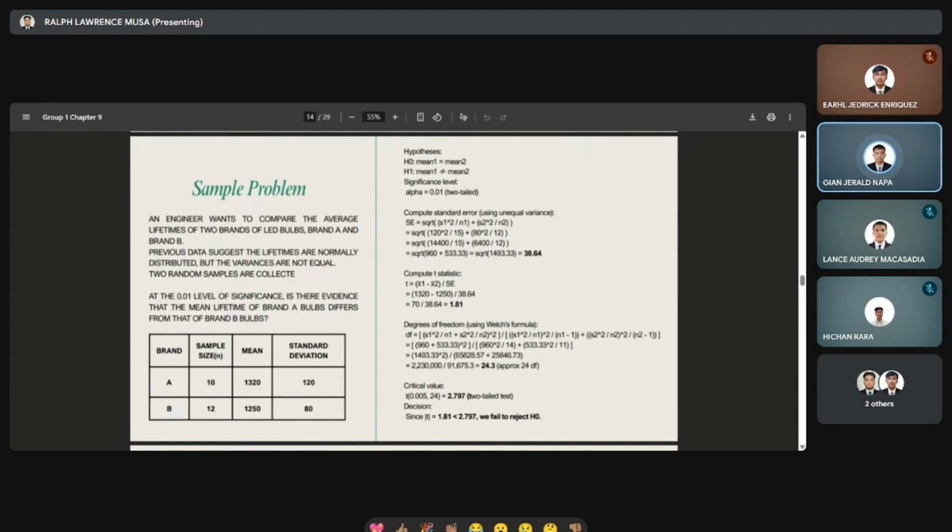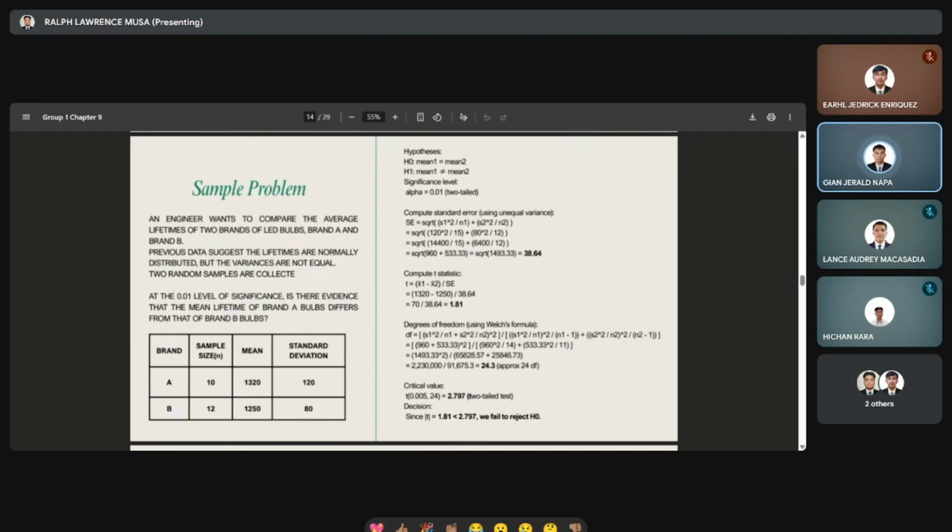We can now compute the t-statistic. The t-statistic is just the mean of brand A minus the mean of brand B over our computed standard error. That's 1,320 minus 1,250 over 38.64. So that's 70 over 38.64, which is equal to 1.81.